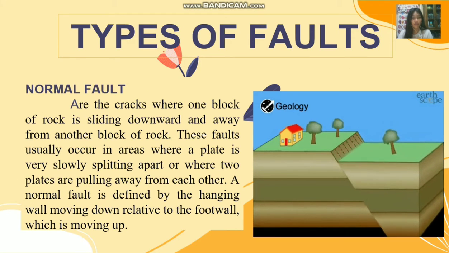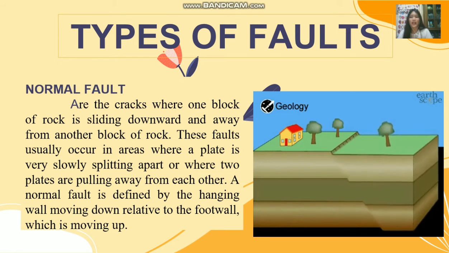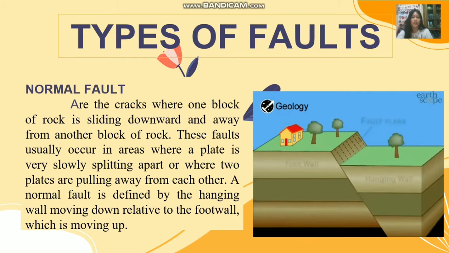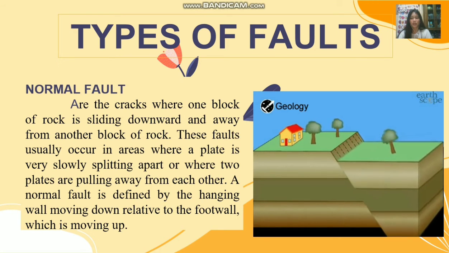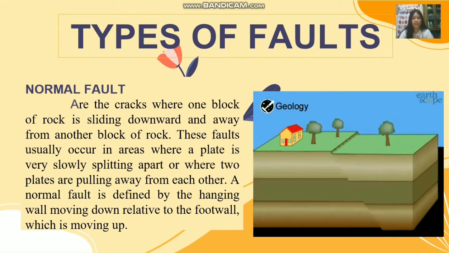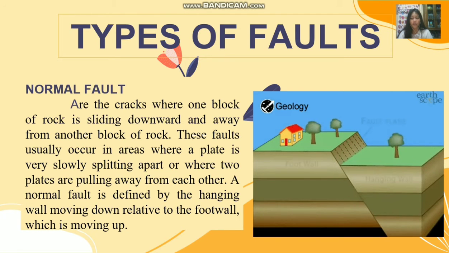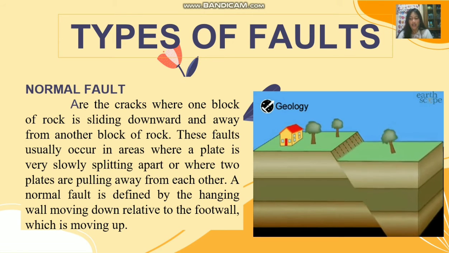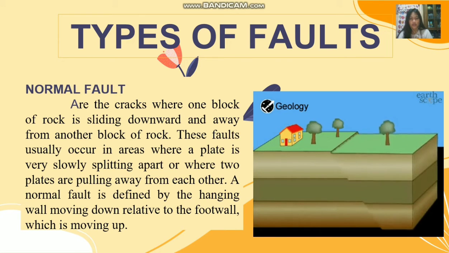First one is the normal fault. It's a crack where one block of rock is sliding downward and away from another block of rock. These faults usually occur in areas where a plate is very slowly splitting apart or where two plates are pulling away from each other. A normal fault is defined by the hanging wall moving down relative to the footwall, which is moving up. The footwall is on the upthrown side of the fault, moving upwards. The hanging wall is on the downthrown side of the fault, moving downwards.